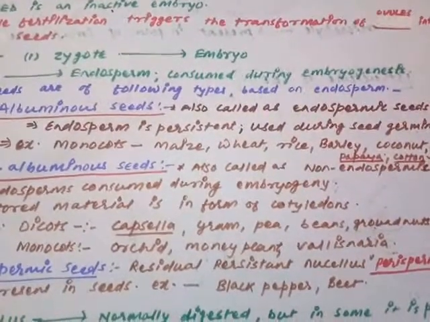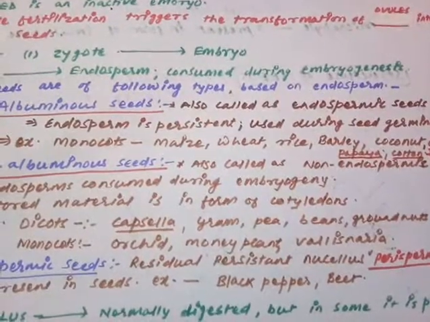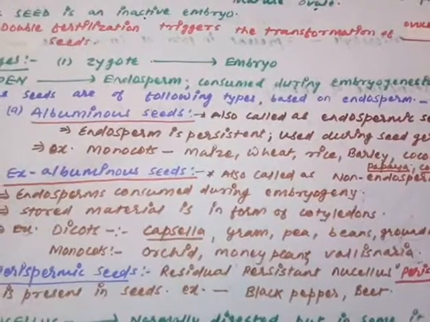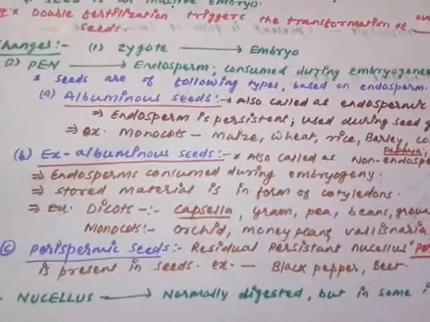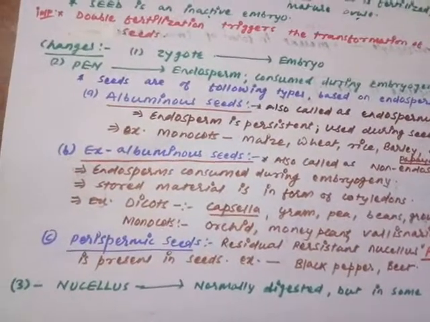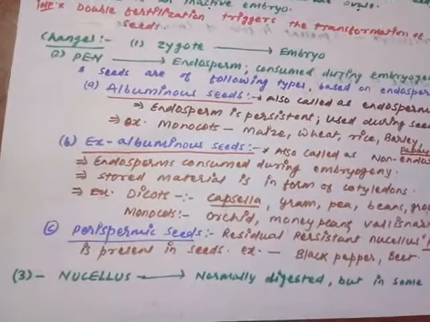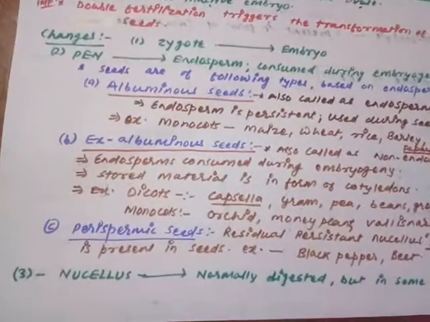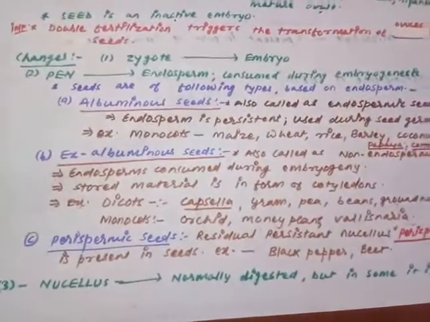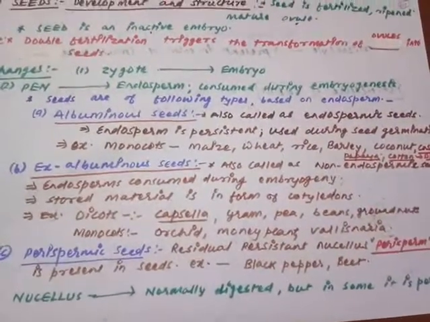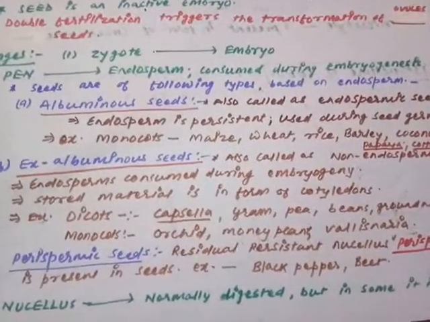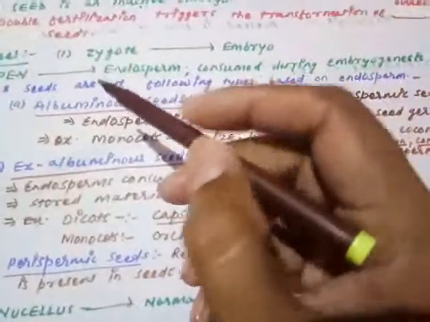So normally the endosperm is consumed during the embryogenesis, but in some cases the endosperm may remain persistent, and in some cases the endosperm may get consumed. So on the basis of the presence or absence of the endosperm, seeds are of two types.